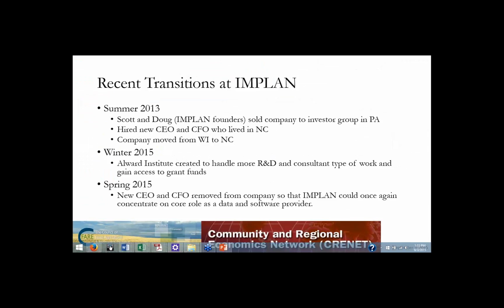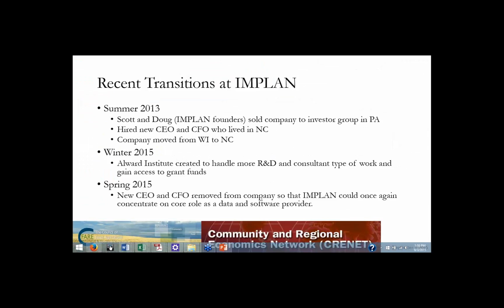And for these reasons, as well as thinking that you'd have better potential to hire new workers if we lived in a little bit warmer climate, the company moved from Wisconsin to North Carolina. It was a little bit of a bumpy road for a couple of years. We've learned a lot of things along the way from the new CEO that we had, but it ultimately didn't end up being a really good fit.